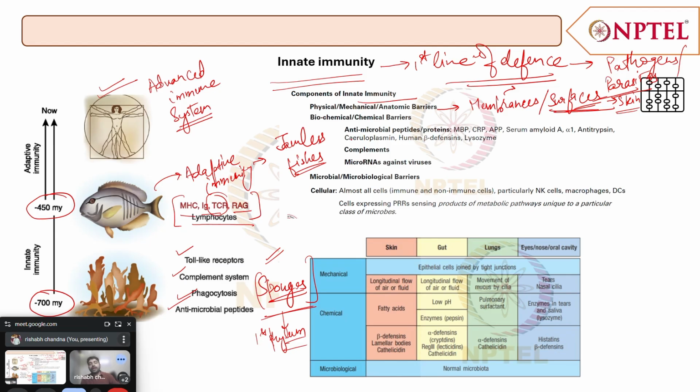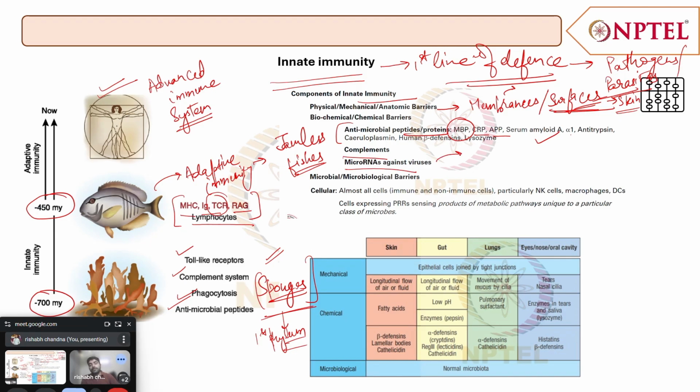Then we have the biochemical or chemical barriers. These include antimicrobial peptides or proteins like mannose binding protein, CRP, APP, serum amyloid A, alpha 1 antitrypsin, ceruloplasmin, human beta defensins, lysozymes. All of these are the antimicrobial peptides or proteins. Then we have the complement system, the microRNAs against various viruses.